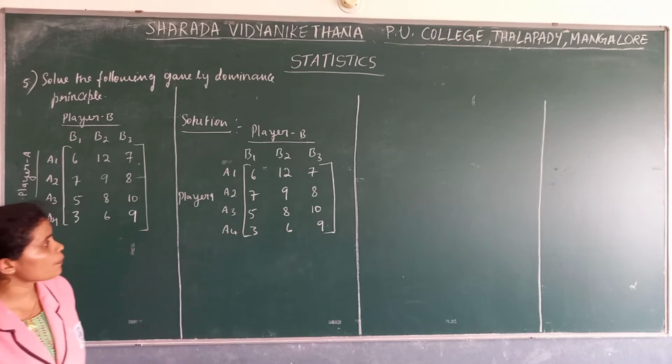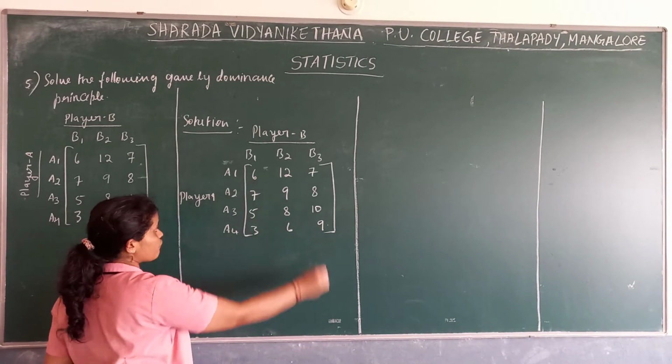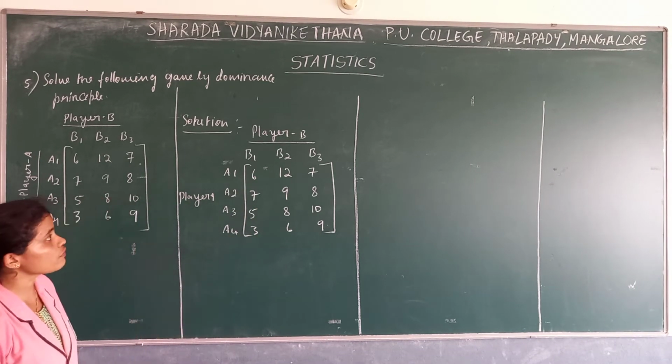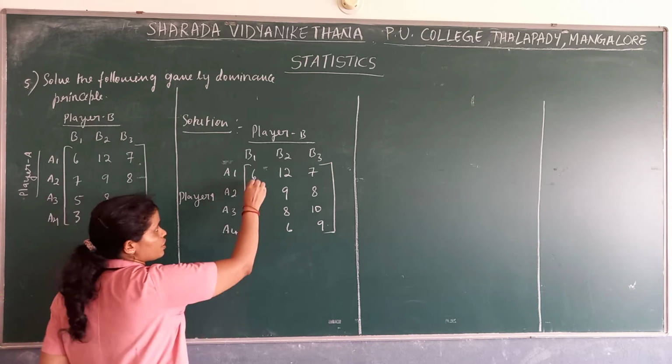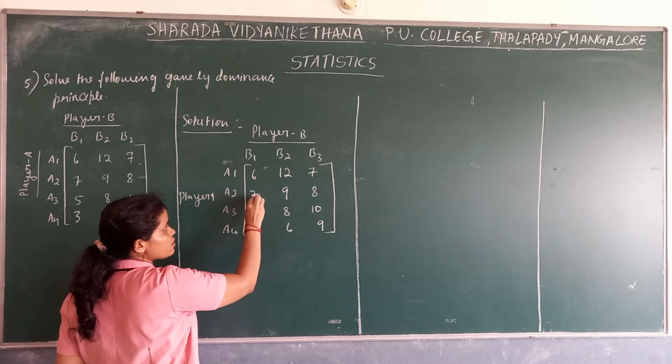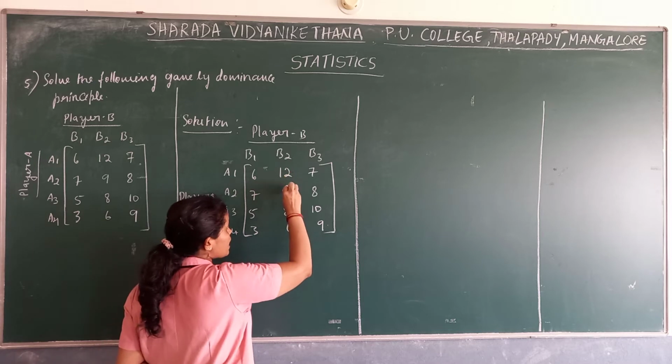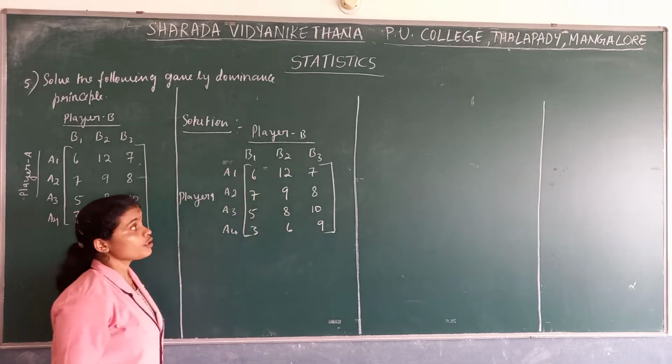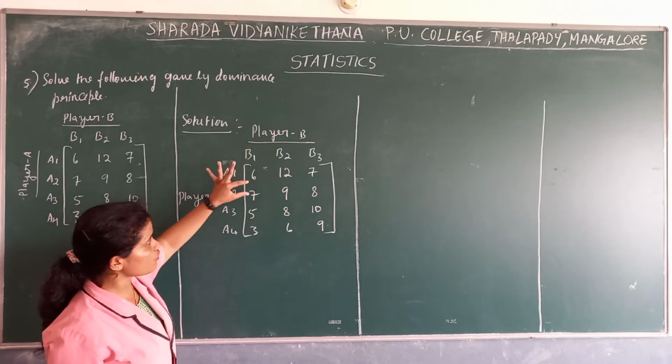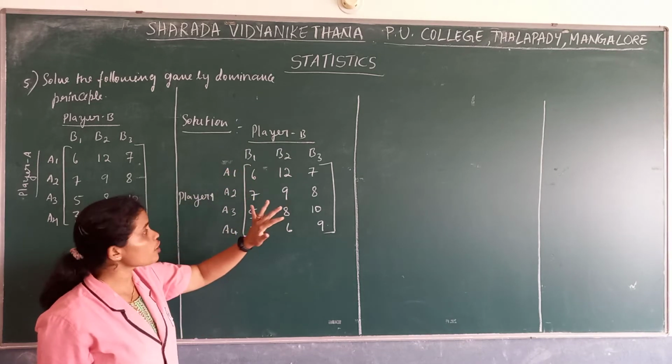Now start the comparison here. The first row, A1 with A2. Firstly, we always go with the row wise comparison. Now 6 and 7, 7 is greater, 12 and 9, 12 is greater. So here we get one value greater here, one value here. So comparison is not possible.